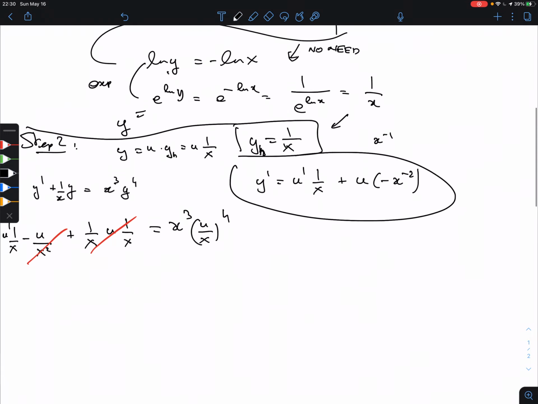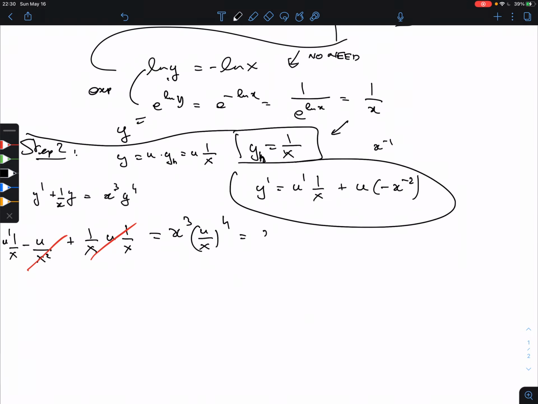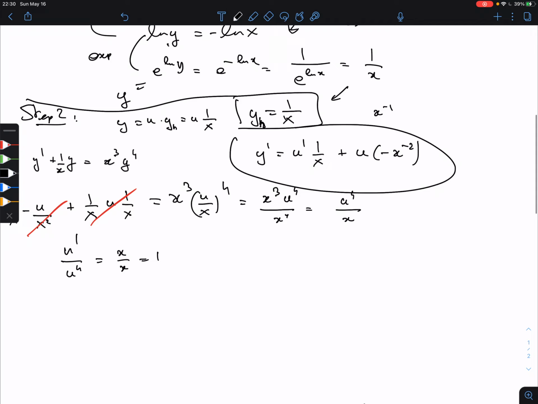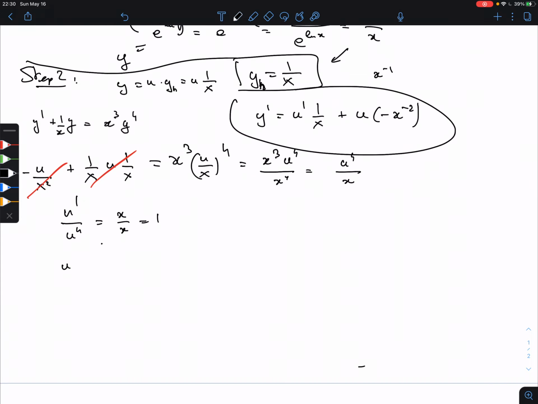Okay, so let's see, what is it now? What do we get? So let's work this out. This is x cubed u to the fourth over x to the fourth. So this is actually u to the fourth over x. So cross multiply now, so we get u prime over u to the fourth is equal to x over x, which is just 1. Okay, that can happen. So if I write it with the du's, that is du, and here u to the minus fourth. Sorry, I don't want to make it sound as if it's equal here, so let me go down here. So we have du, and then u to the minus fourth equals, and so this is just dx, right?